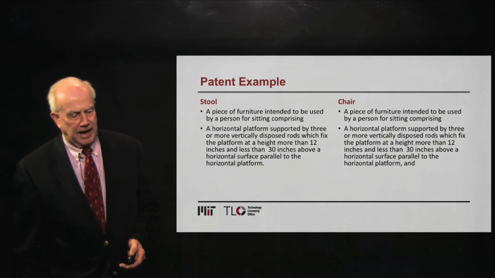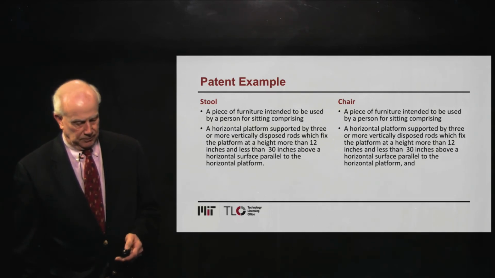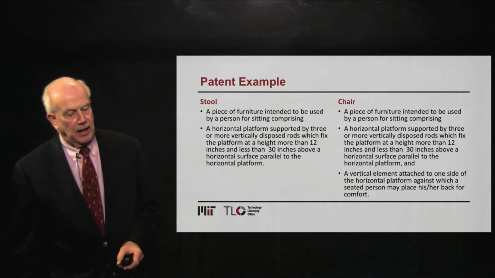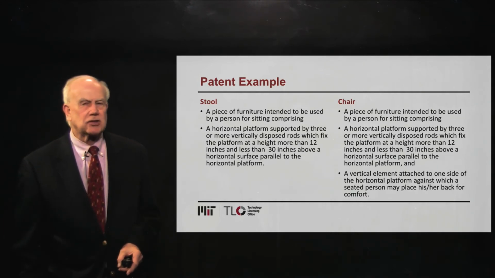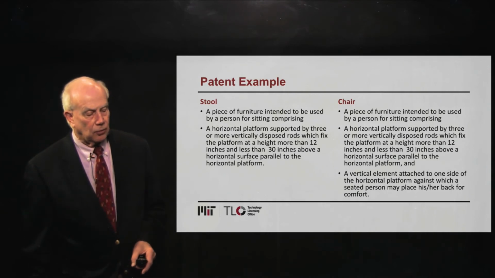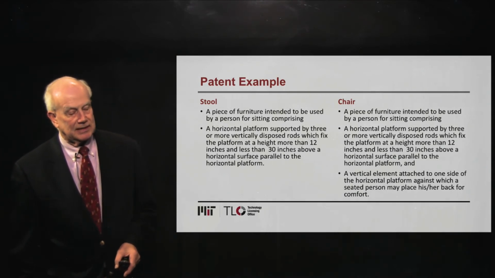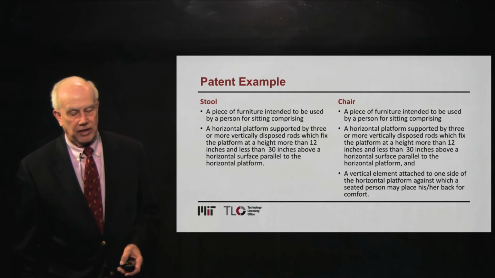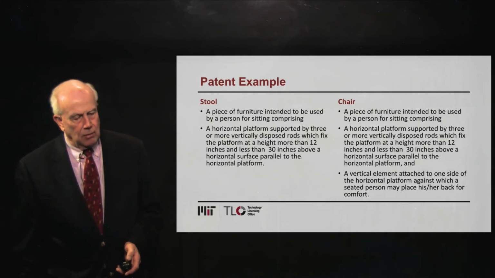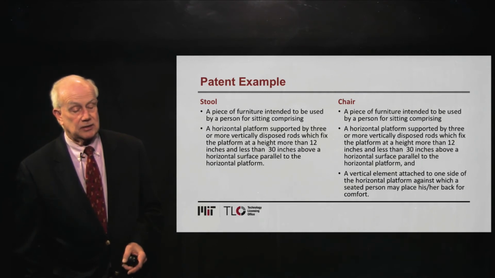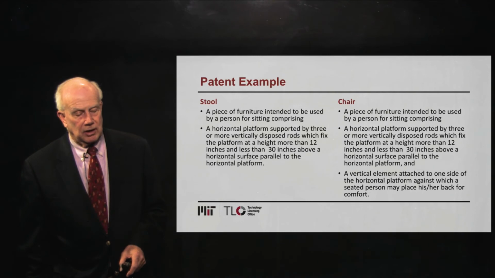But this inventor has added something to the chair patent. That is a vertical element that's attached to one side of the horizontal platform that the seated person can lean against. And we're going to call that invention a chair. Well, that is not just a stool, it's a chair. It's novel in light of the prior patent, the stool. But let's think about it.